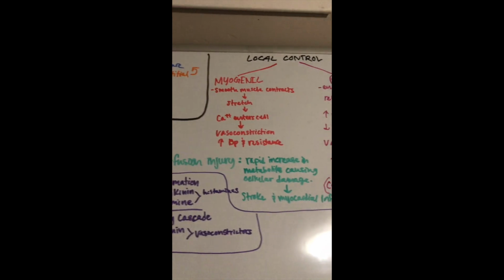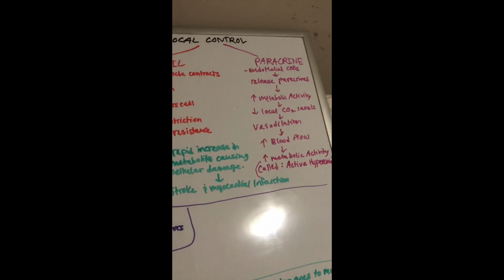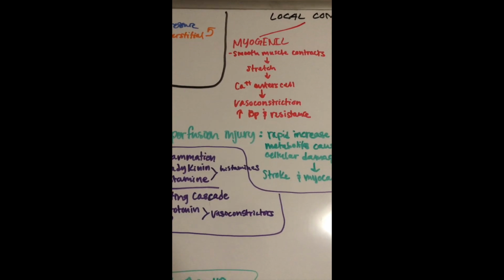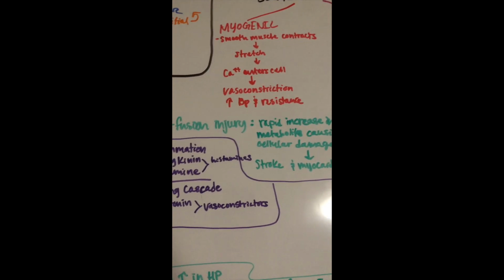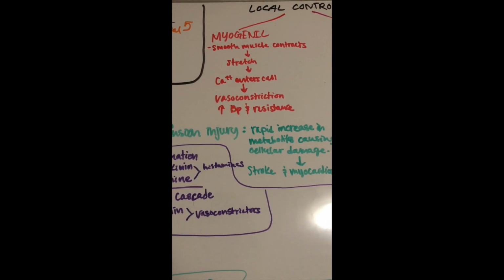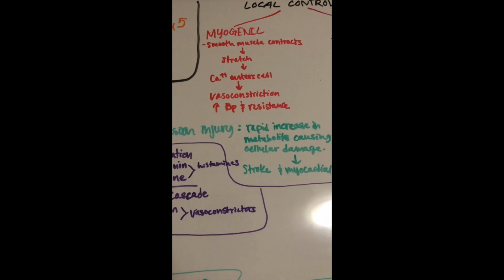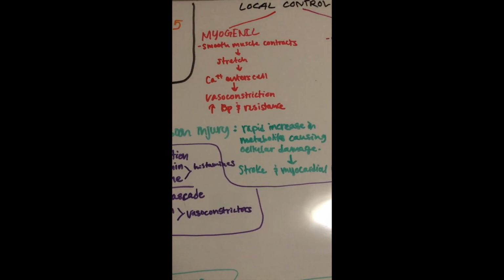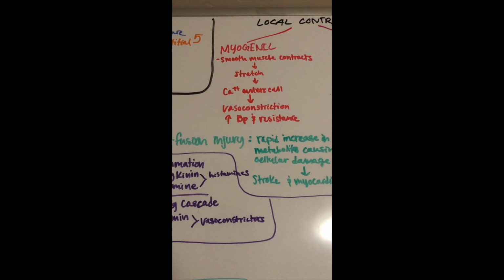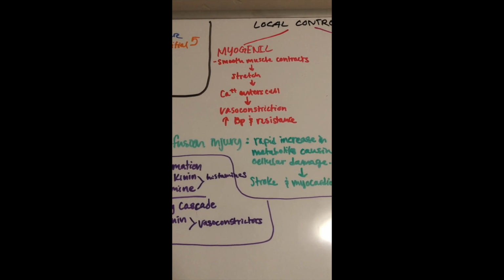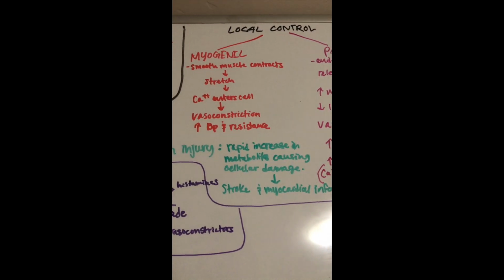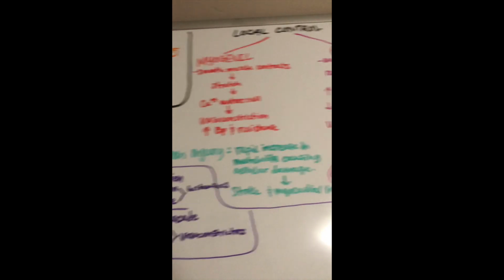So you've got two different types. You've got myogenic and you've got paracrine. So let's start with myogenic. Myogenic has to do with the smooth muscles contracting around the artery. This causes them to stretch, and then it causes calcium to be released, and then it enters the cell. And then you have vasoconstriction, and then that increases the blood pressure and the resistance. And as we've talked about in other sections, we know what that then does.